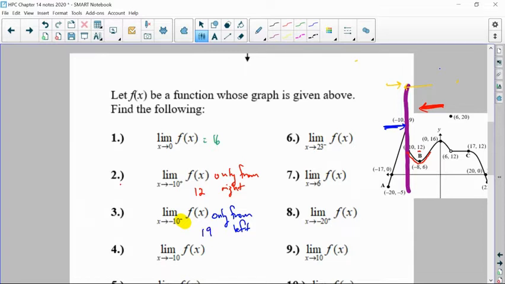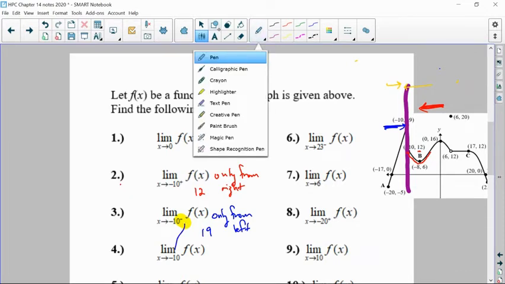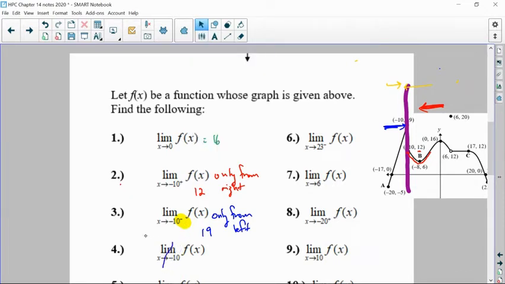Now, if it doesn't specify, and here's where the fun begins, right? If it just says negative 10, it doesn't say which side, it doesn't say left, it doesn't say right, that means you have to do both. That means you have to make sure both sides approach the same value. And so if I'm looking at the left and the right, well, one side is 12, one side is 19. Okay, you can't be in both spots at once.